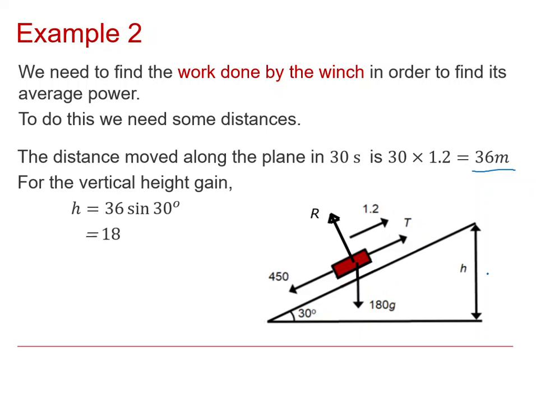But if we want the potential energy, we need the vertical height. So using the 36 as the hypotenuse and the sine, we'll get that h is 36 sine 30, and if you are on the ball with your trig ratios, you'll know that that's 36 times a half. So the height risen vertically is 18 meters.